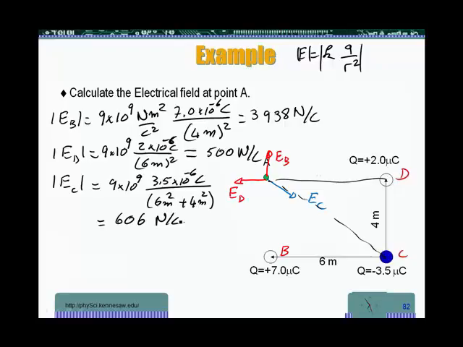Okay. Now, these are the individual electrical fields. To add them up, we need to use vectors since they are vectors. The direction for EC, we need to figure out this angle here. And that angle, since this side is 4 meters and this side 6 meters, the tangent of that angle theta is going to be equal to 4 meters over 6 meters. And that gives me an angle of 33.7 degrees.